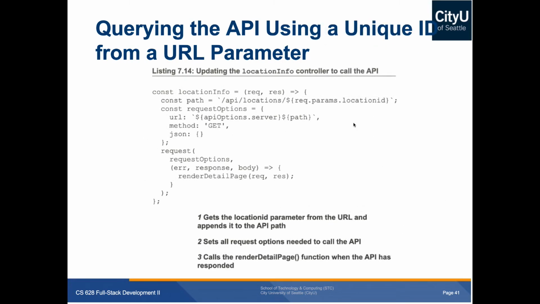Okay, creating the API using a unique ID from a URL parameter. Once we got the path, we specify the path, and we'll basically get the request params location ID from the URL, and then add that to our request options. Another word for this is the request headers. And then we can now use the request module, with the first parameter request and response. And now the callback function doesn't need to know all the details. It just would know that it should call the render details page function.